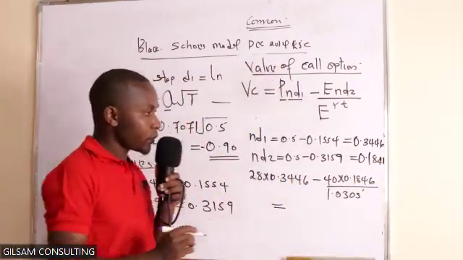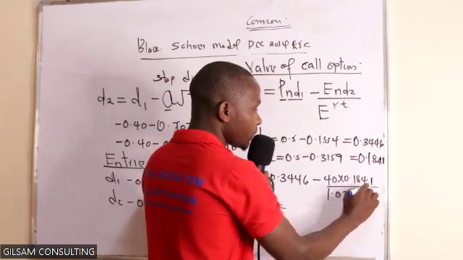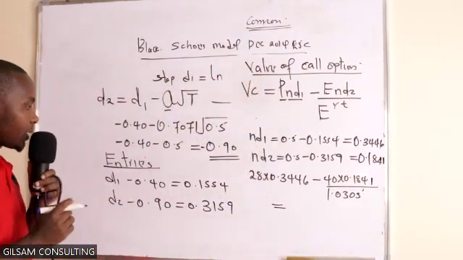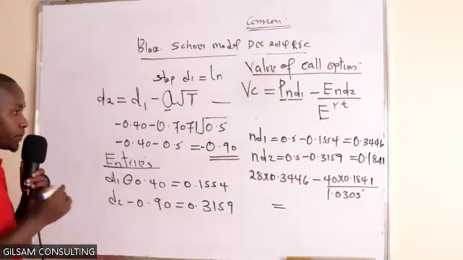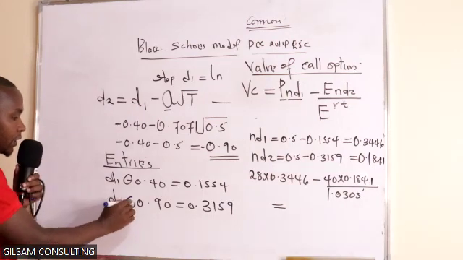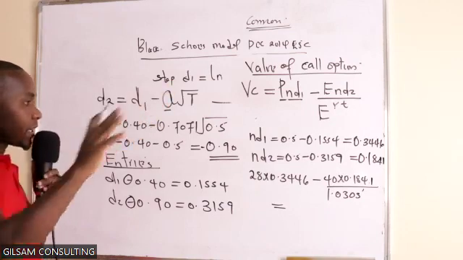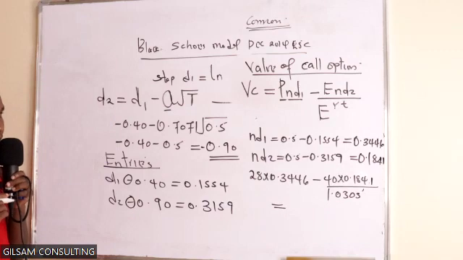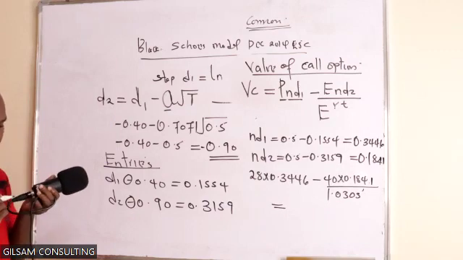Another question. Yes. This one was negative. So we don't say 0.5 minus negative. I told you minus. It shows that it is going in the opposite direction. Okay.